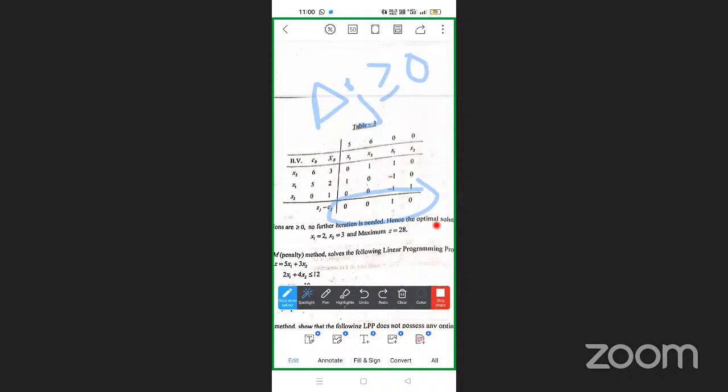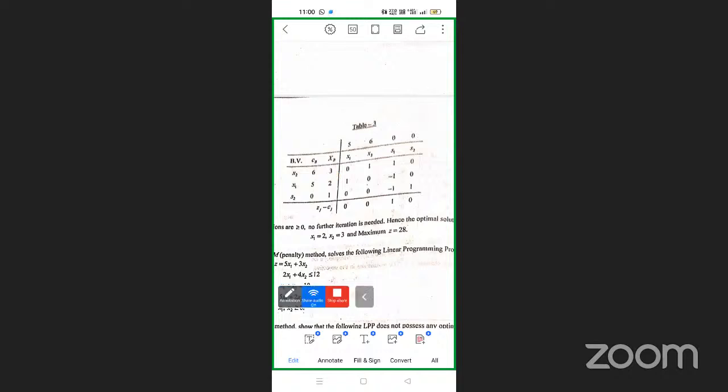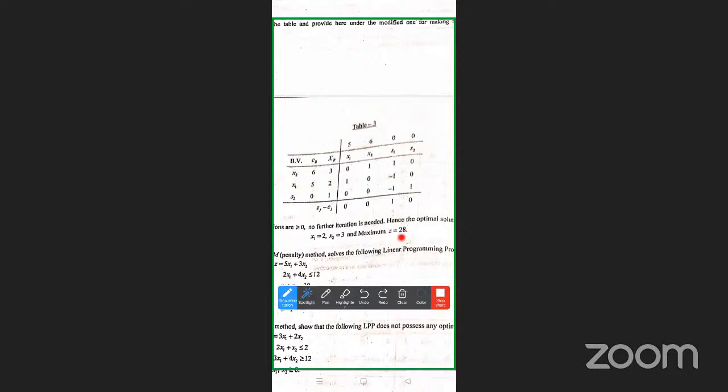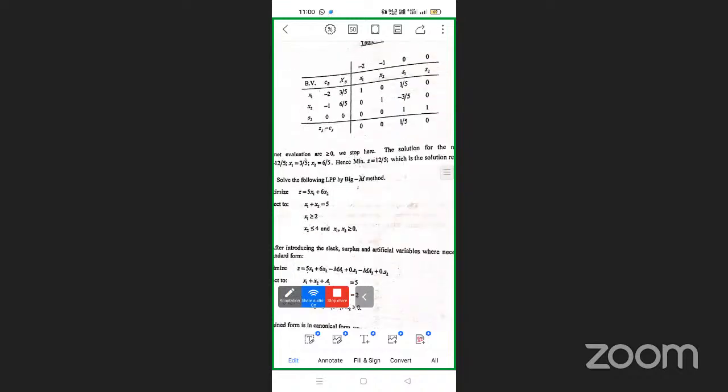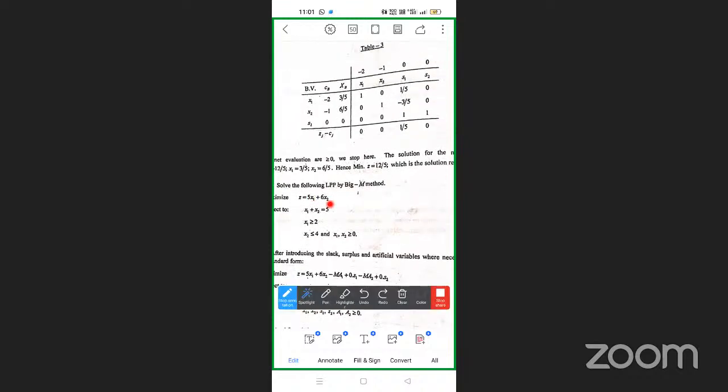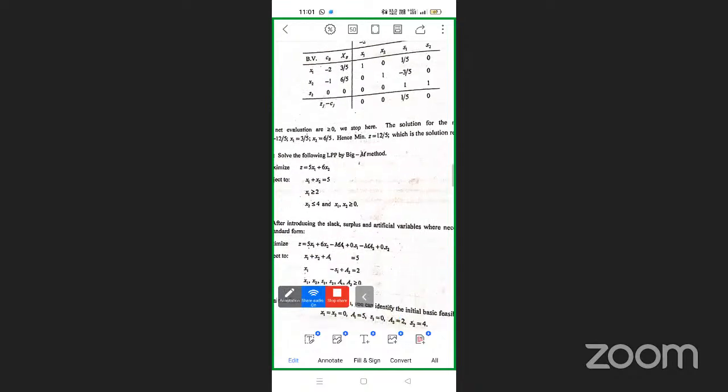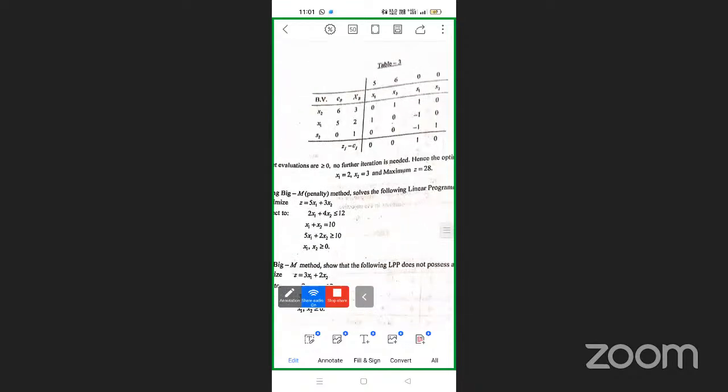Therefore the optimal solution is x1 equals 2 and x2 equals 3. This is the solution of the given simplex table. Therefore the maximum of z: substituting x1 equals 2 and x2 equals 3 in the objective function gives 10 plus 18, total 28. This is the solution in the big M method, 28.